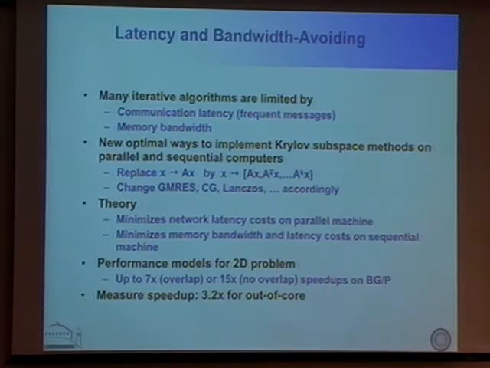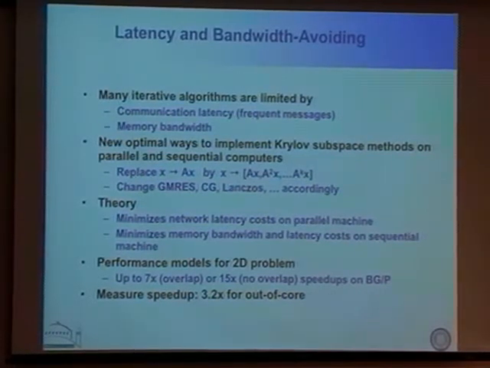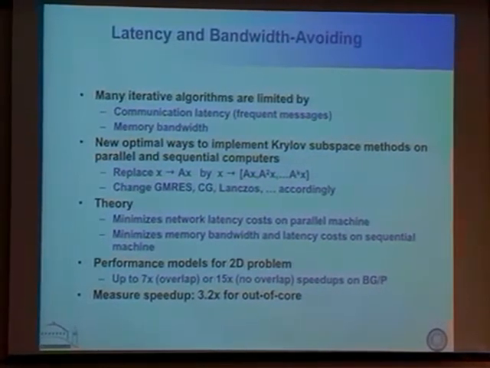If you have divided the matrix up over a number of processors, then you can also be limited by communication latency because you have to send messages in order to do the sparse matrix vector multiply. And there are other communication events that happen inside of these Krylov subspace solvers. There's some theory that says that we can minimize the network latency costs on a parallel machine and also minimize the memory bandwidth and latency costs on a sequential machine. So avoid memory traffic. The basic idea is to take these iterative methods and try to run multiple iterative steps in a single read of the matrix. So we read the matrix once and we take multiple iterative steps together.